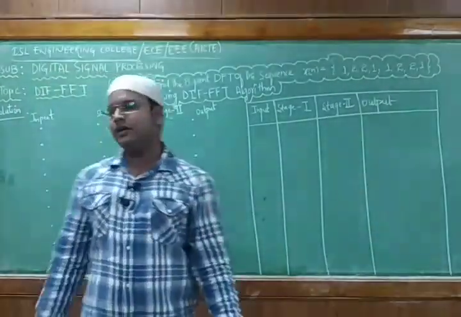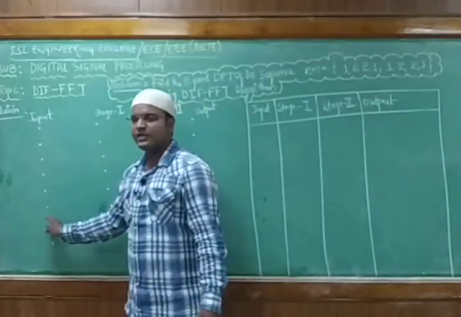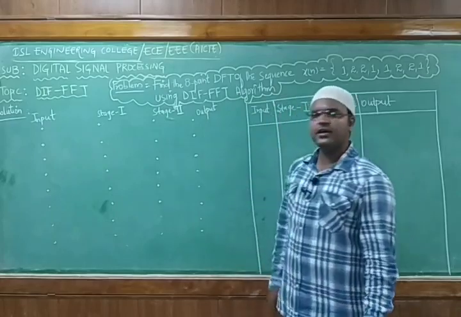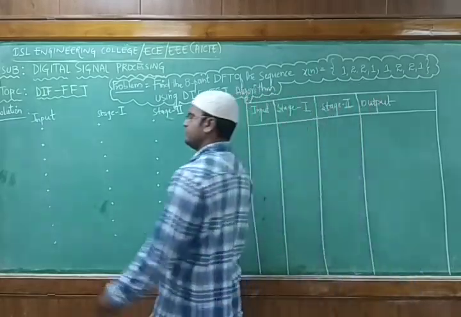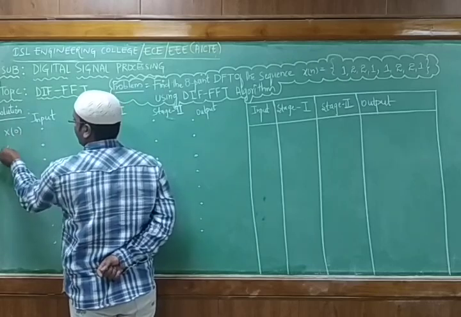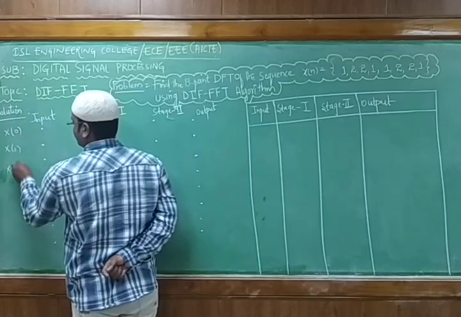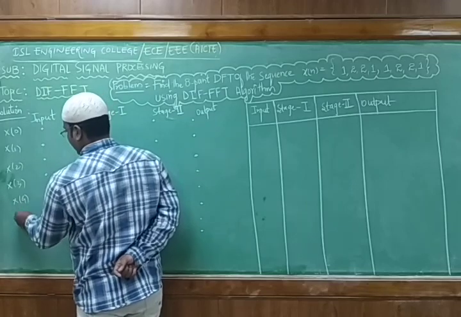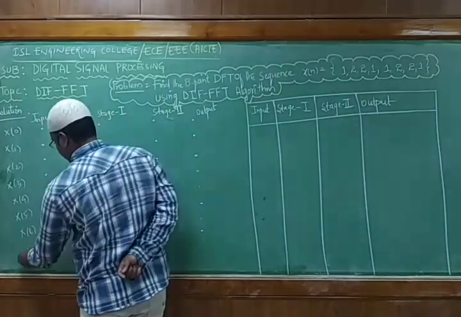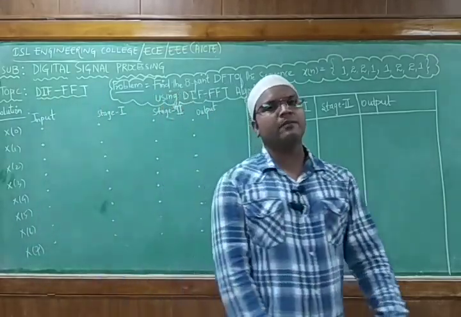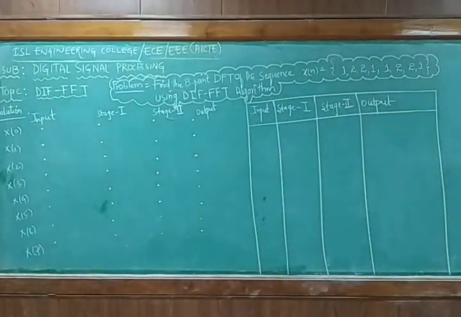So I'm using the input end, then I go for stage 1 analysis, stage 2 analysis, then I'll get the output. What input values do I use? I use them in normal order: x of 0, x of 1, x of 2, x of 3, x of 4, x of 5, x of 6 and x of 7. So these are my input values, taken in normal order.